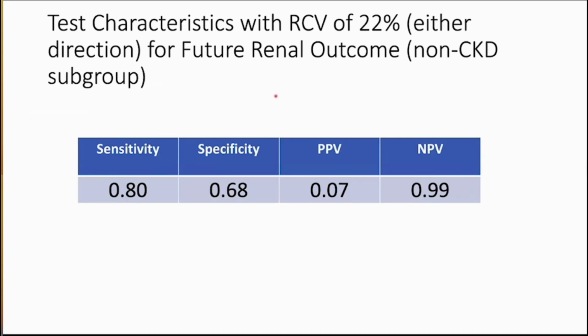So if we look at a reference change value of about 20% on predicting future renal outcomes, it doesn't have a tremendously strong positive predictive value. It's only 7%. It has a very high negative predictive value, but of course a lot of that is attributable to the fact that not many people developed chronic kidney disease during the study anyway, but these are the numbers.